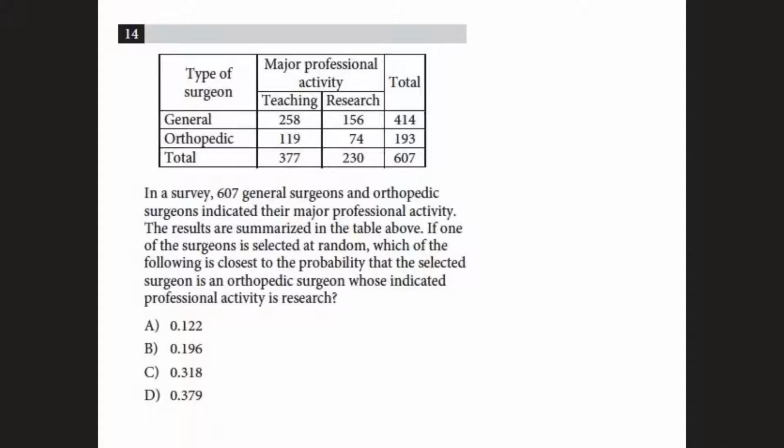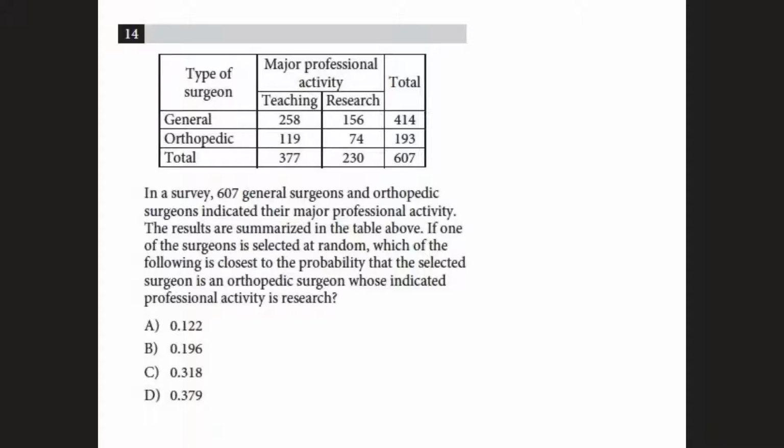14. In a survey, 607 general surgeons and orthopedic surgeons indicated their major professional activity. The results are summarized in the table above. If one of the surgeons is selected at random, which of the following is closest to the probability that the selected surgeon is an orthopedic surgeon whose indicated professional activity is research?